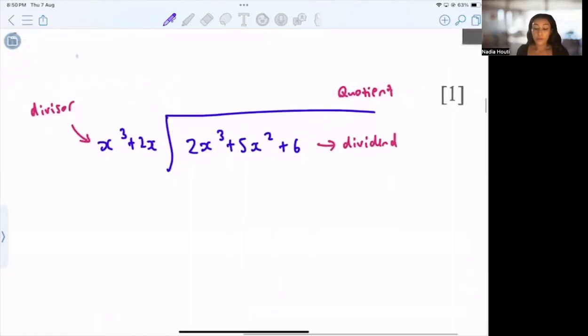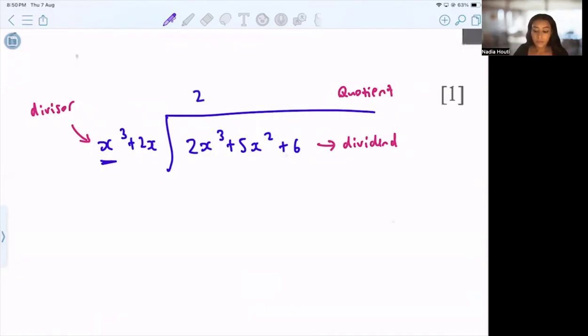First, you just focus on the first term. In this case, it's 2x cubed, right? So you arrange all your terms in decreasing order of the power. We start with the highest power term first. So 2x cubed, we divide that by x cubed. 2x cubed divided by x cubed will give you 2.